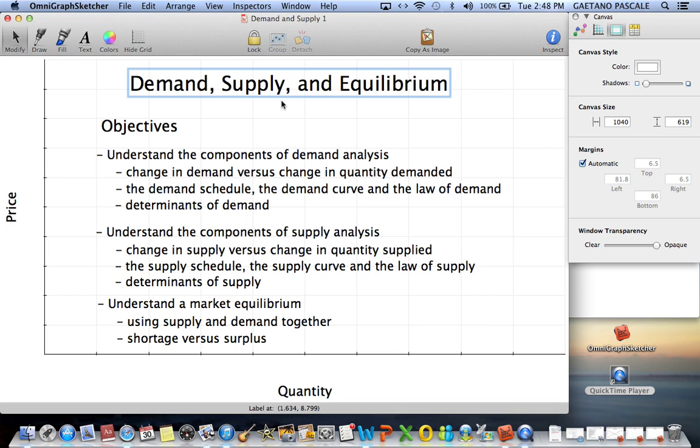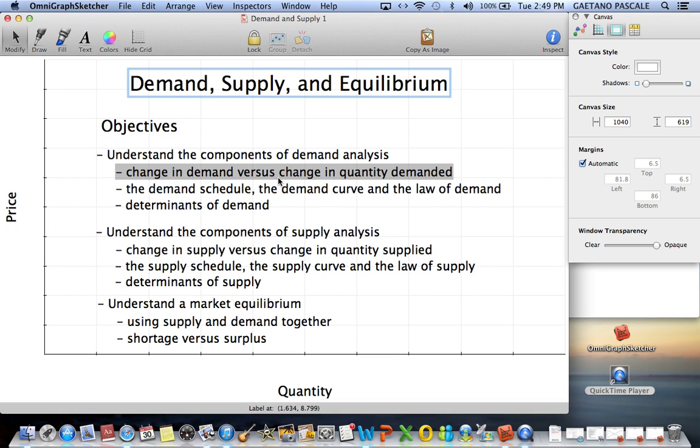All right, markets have two components. There's a demand side and a supply side, and what we're going to do is go through each one individually, spend a little time on demand, spend a little time on supply, and then use them together in order to come up with what an equilibrium is. So the objectives, or what you should hope to gain from this, is you need to understand the components of demand analysis. So we're going to take a look at the demand side first.